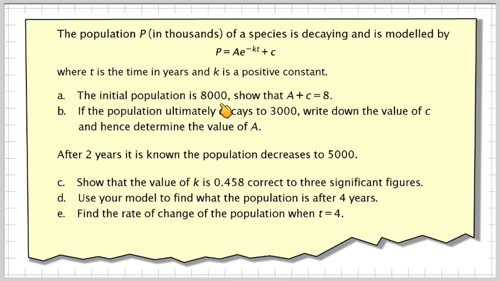The initial population is 8,000. Show that A + C = 8. If the population ultimately decays to 3,000, write down the value of C and hence determine the value of A. After 2 years, it's known that the population decreases to 5,000. Show that the value of k is 0.458, correct to 3 significant figures. Use your model to find out what the population is after 4 years, and find the rate of change of population when t = 4.